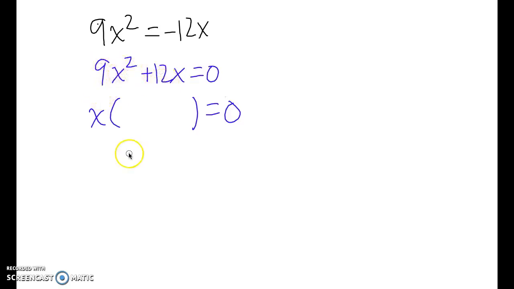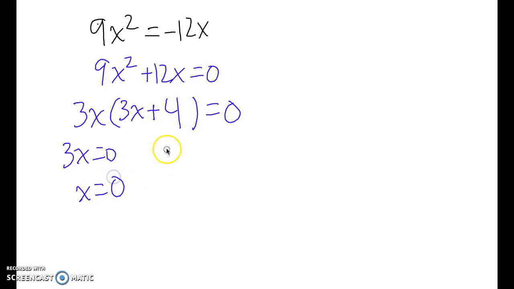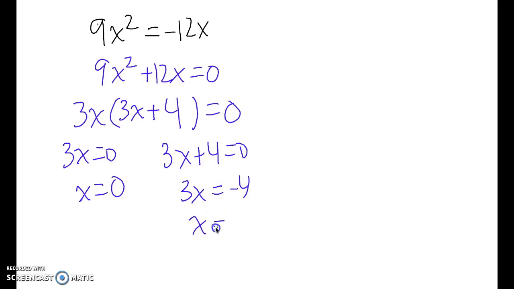But maybe you notice that 9 and 12 share a common factor as well. And the factor that they share is 3. So I could factor out a 3x, and then what's left inside would only be a 3x, because 3x times 3x is 9x squared. And what's left here is a 4, because 3x times 4 gives me 12x. I can play the same game, so 3x equals 0, x is equal to 0, or 3x plus 4 equals 0, 3x equals negative 4, x equals negative 4/3, and I can get both of my answers that way.